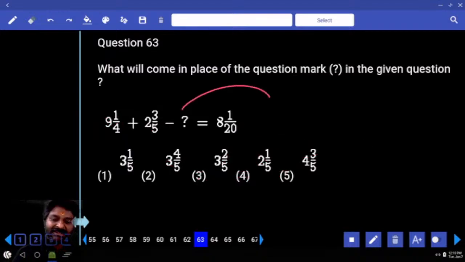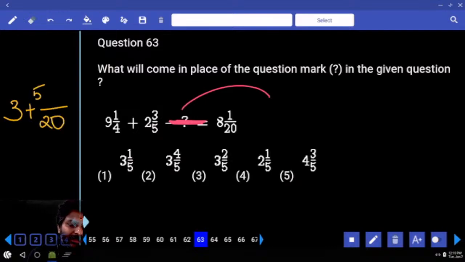Minus x goes to the other side. It becomes minus 81 by 20. Correct? 9 plus 2, 11. 11 minus 8, 3. Integer fix. 1 by 4, 3 by 5, minus 1 by 20. LCM 20. 4, 5 times 5. 4 into 3, 12. Minus 1. 16 by 20. 4 by 5. 3, 4 by 5.